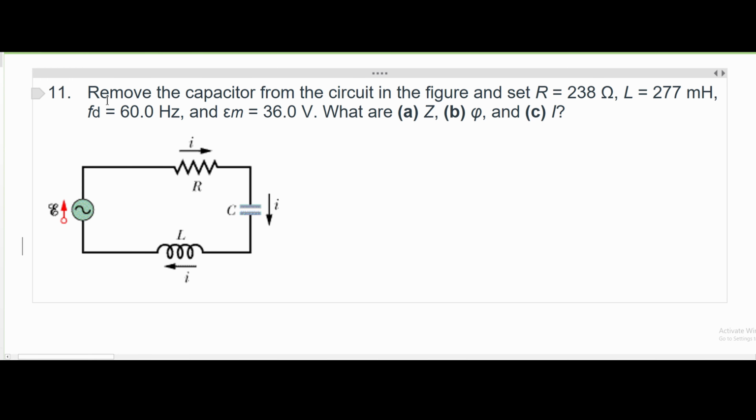Number 11, we are told to remove the capacitor from the circuit in the figure and set R equal to 238 ohms, L is equal to 277 millihenries, and the frequency is 60 hertz. Our alternating EMF is 36.0 volts as well. We're asked to find Z for part A.